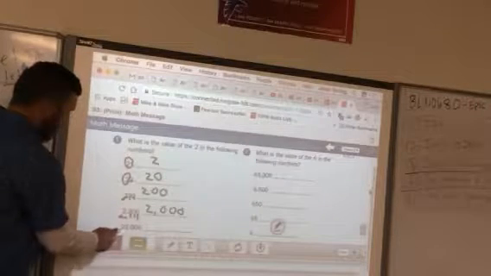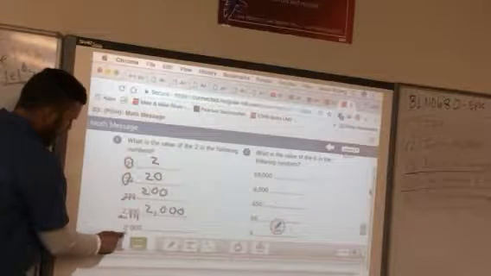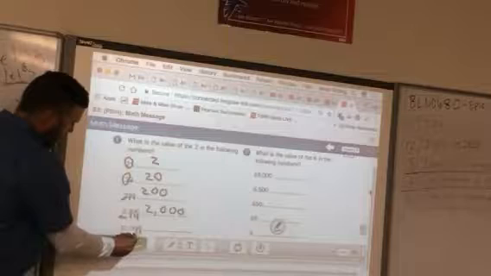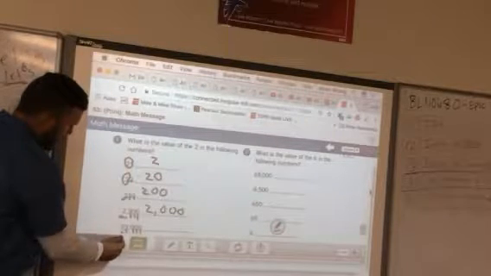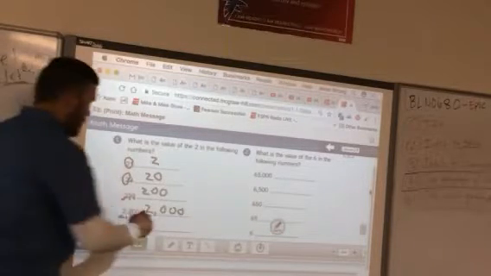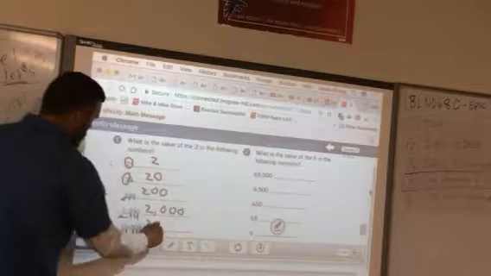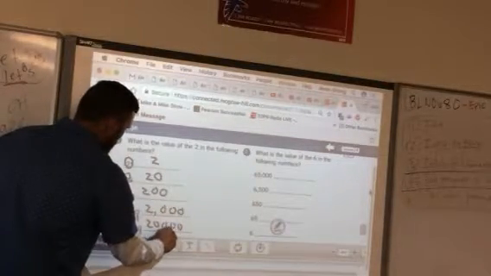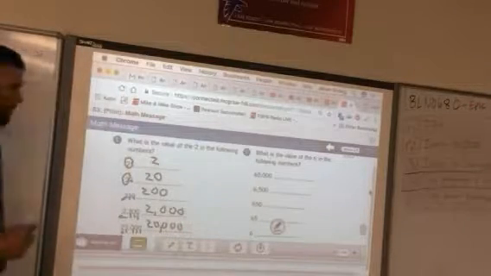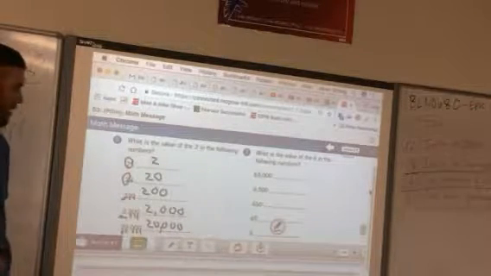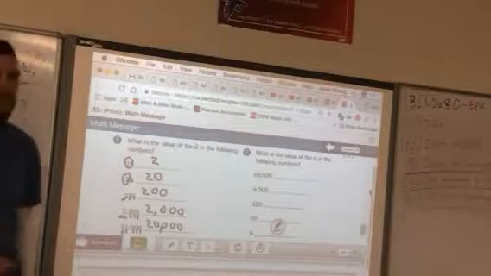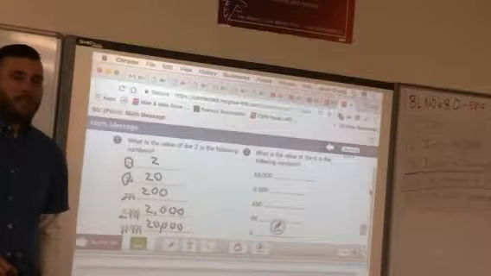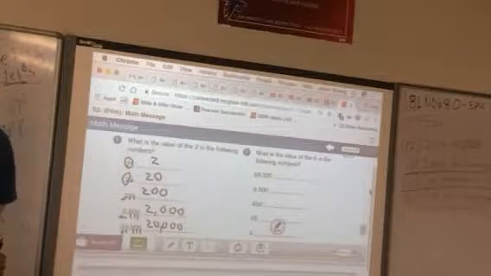Okay, last one, let's look at the 2. We have ones, tens, hundreds, thousands, 10,000. So that 2 is in the 10,000s, so you add your 2, replace all the other numbers with a 0. Add a comma after the first 3 zeros. So that 2 would be written as 20,000 because it's in the 10,000s place value.